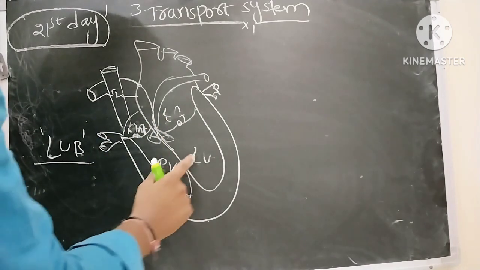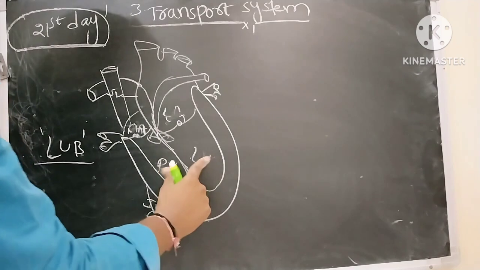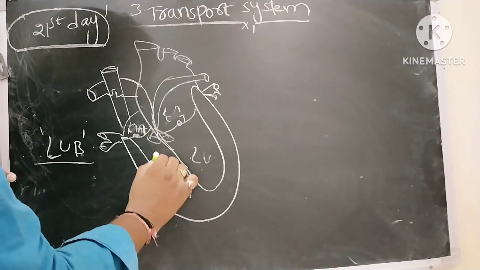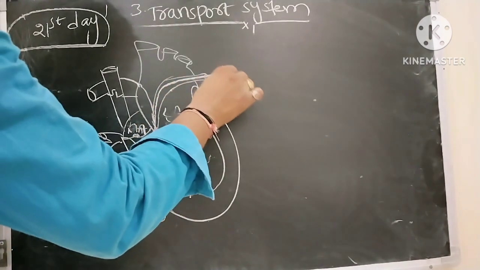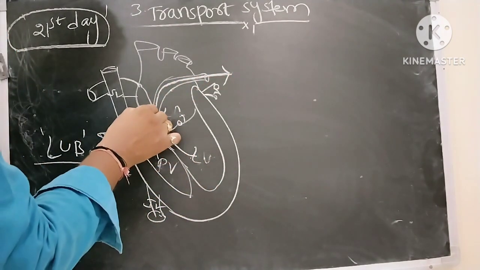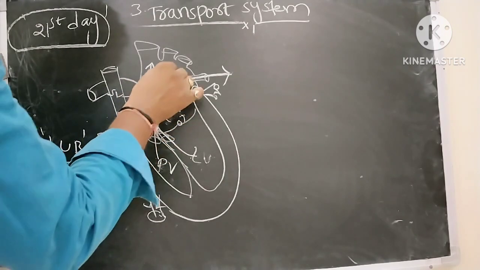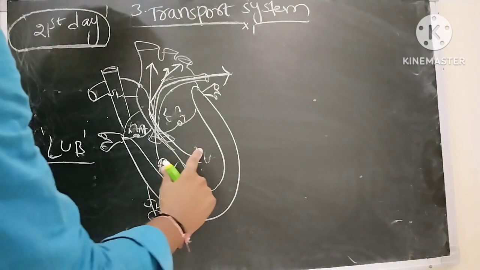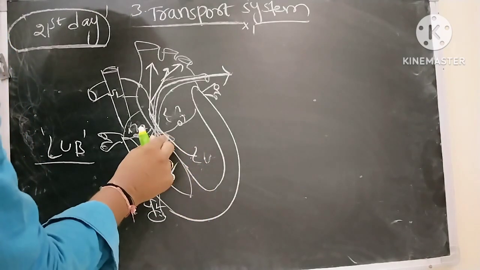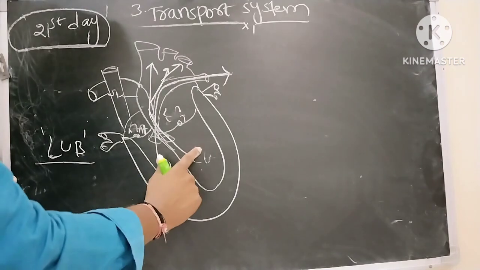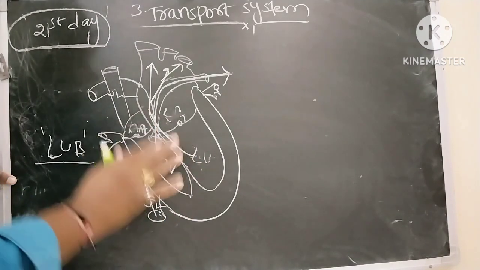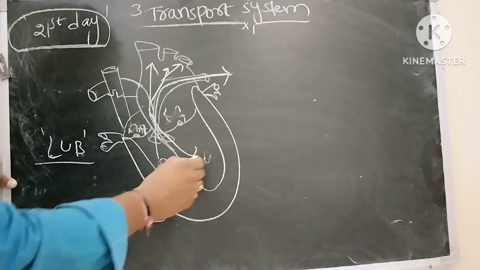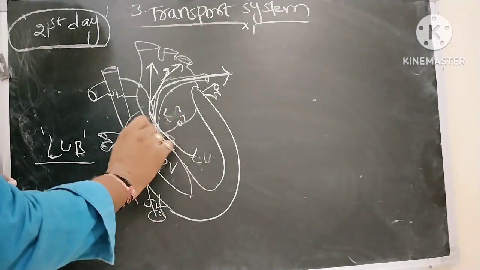Next, the ventricles contract and pump the blood into the respective arteries: from the right ventricle to the pulmonary artery, and from the left ventricle to the systemic artery. When both ventricles have pumped the blood into the respective arteries, the work is completed by the ventricles. So the ventricles begin to relax, meaning they are again ready to receive blood from the auricles.